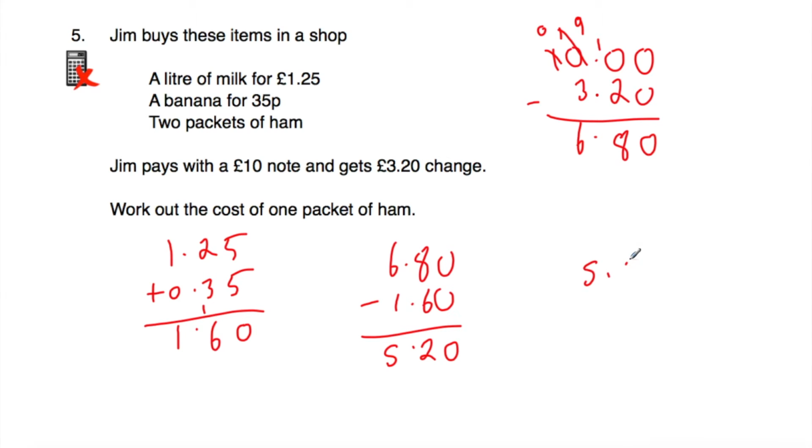So let's take the £5.20 and divide by 2 and find the price of 1 packet of ham. So how many 2's go into 5? That's going to be 2, remainder 1. How many 2's go into 12? That's 6. And how many 2's go into 0? That's 0. So that's £2.60. So each packet of ham costs £2.60, and that's it. So the cost of 1 packet of ham is £2.60.